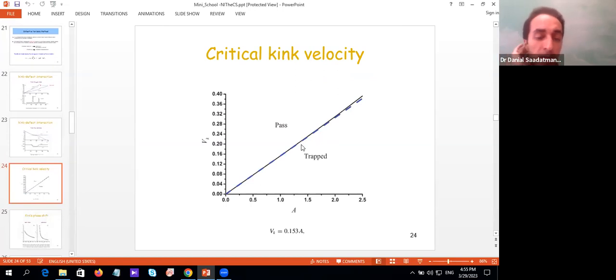The kink critical velocity can also be found. As I told you on the last slide, there is a critical velocity for the interaction of the kink with the defect, above which the kink can pass, but below which it is trapped by the defect. Here I show the result for the numerical and for the collective variable method. As you can see, if the amplitude of the defect increases, the initial velocity increases.